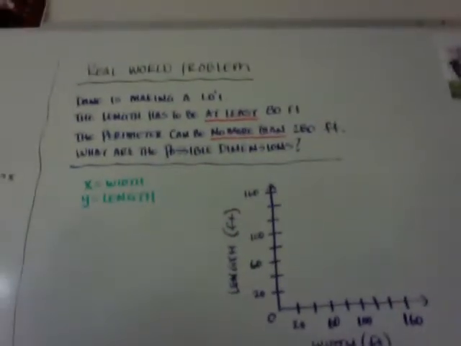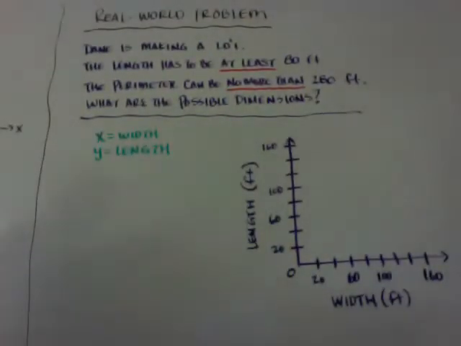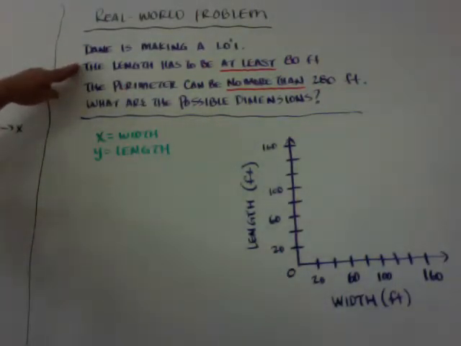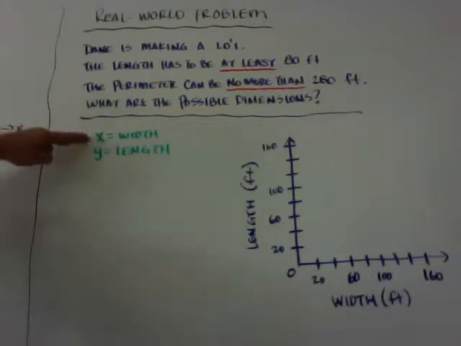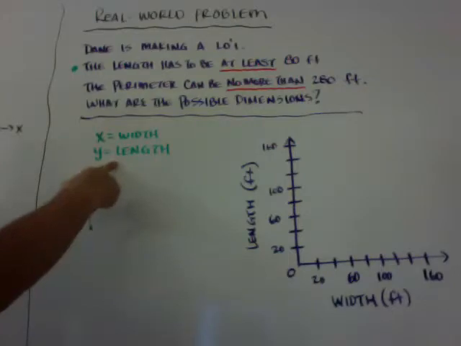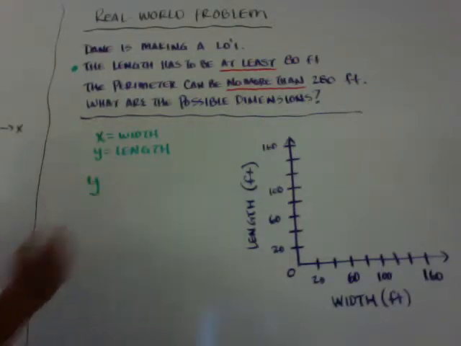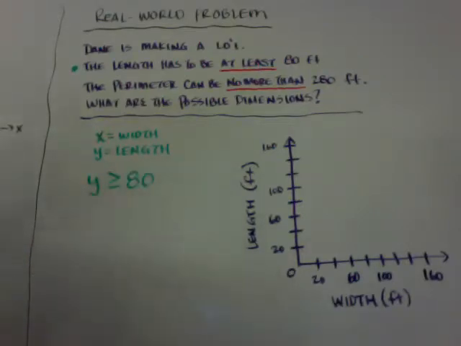Okay, the last part, and this is it, is real life problems or real world problems, and then graphing it. So Dane is making a look. The length has to be at least 80 feet. The perimeter can be no more than 280 feet. What are the possible dimensions? So I said x is equal to the width, y is equal to the length. Here's my length here. So if the length has to be at least 80 feet, my first inequality could be y is greater than or equal to 80.